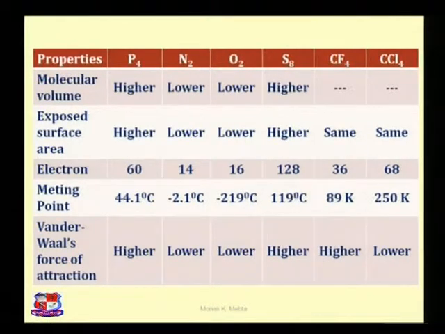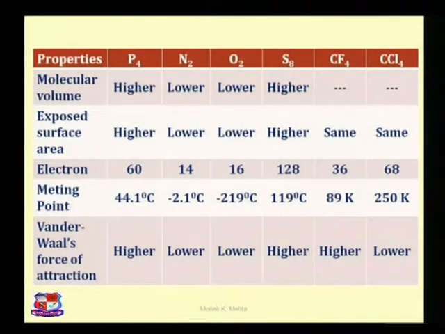Another example is oxygen and sulfur. The molecular volume of oxygen is lower as compared to sulfur because in sulfur, 8 sulfur atoms combine with each other to create a sulfur molecule, whereas in oxygen there are only 2 atoms of oxygen. The surface area of oxygen is lower than sulfur. In oxygen there are 16 electrons, whereas in sulfur there are 128 electrons. There is a vast difference in their melting points. So, the Van der Waals force of attraction is lower in oxygen as compared to sulfur.